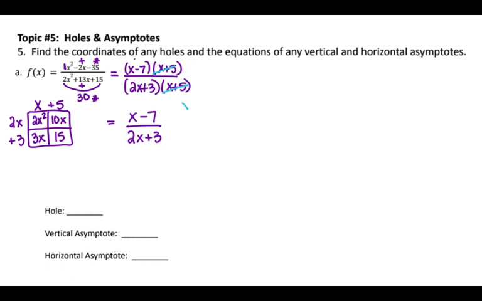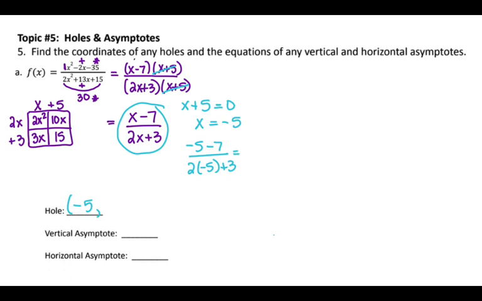So since x plus 5 was the factor that canceled, I'm going to set it equal to 0, and I'm going to solve for what that is. And that's going to give me the x-coordinate of the hole. So the hole is an actual point, so you need both an x and a y-coordinate. Now for the y-coordinate, I'm going to focus on my leftover function. And I'm going to take negative 5 and plug it into my leftovers. So up top, that gives me negative 12. On the bottom, that gives me negative 7. So that reduces to a positive 12/7.